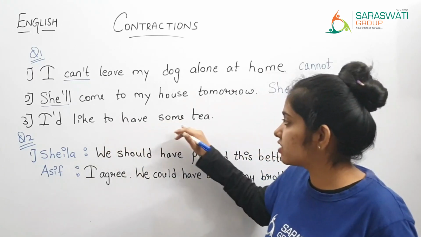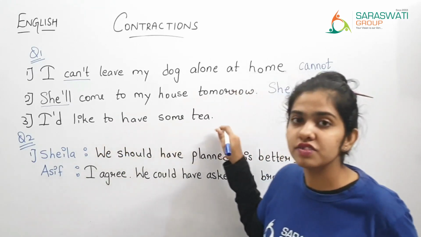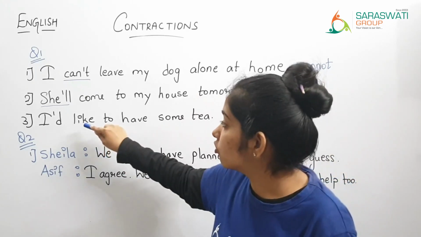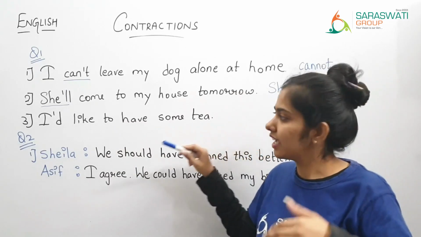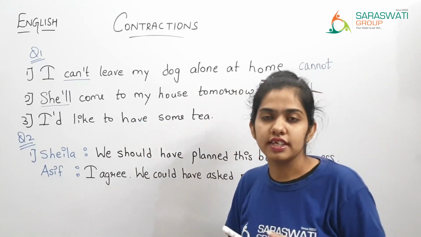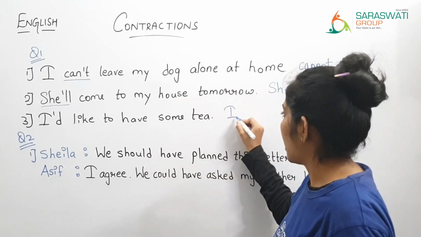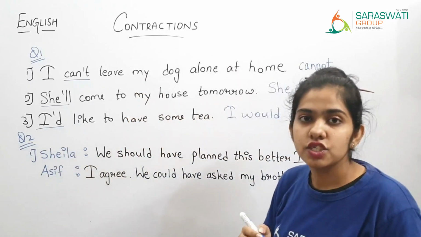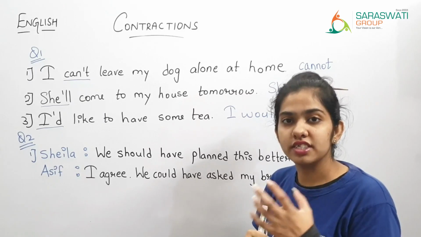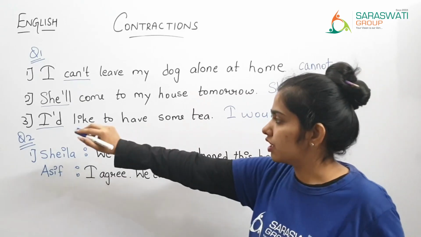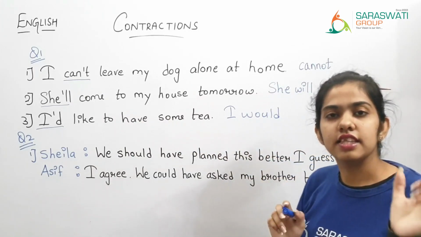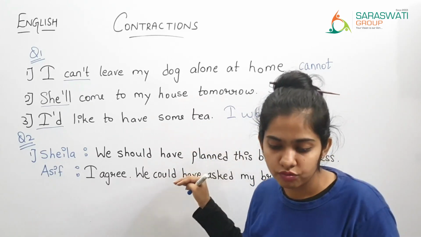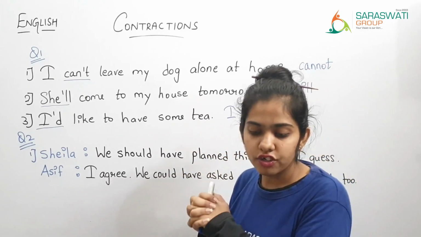I had like to have some tea, or I would like to have some tea. Which one is appropriate? Yes, I would like to have some tea. I had like to have some tea, no, that is not proper. So, I would like to have some tea. So, in this way, you are supposed to solve the rest of the exercise by yourself. You are supposed to underline the contraction, and then you have to say what it stands for. Now, in question number 2, in the exchanges below, contractions have not been used.